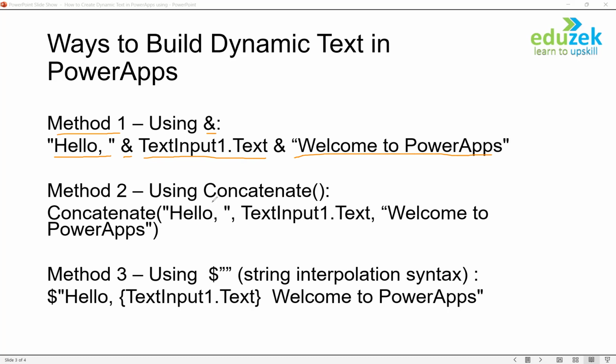And the second method using the concatenate function. So concatenate is the function name. The first parameter is the static text. In the second parameter, we are providing a dynamic value. We're taking it from the text input control. We'll see it in the demo. And this is the static text.